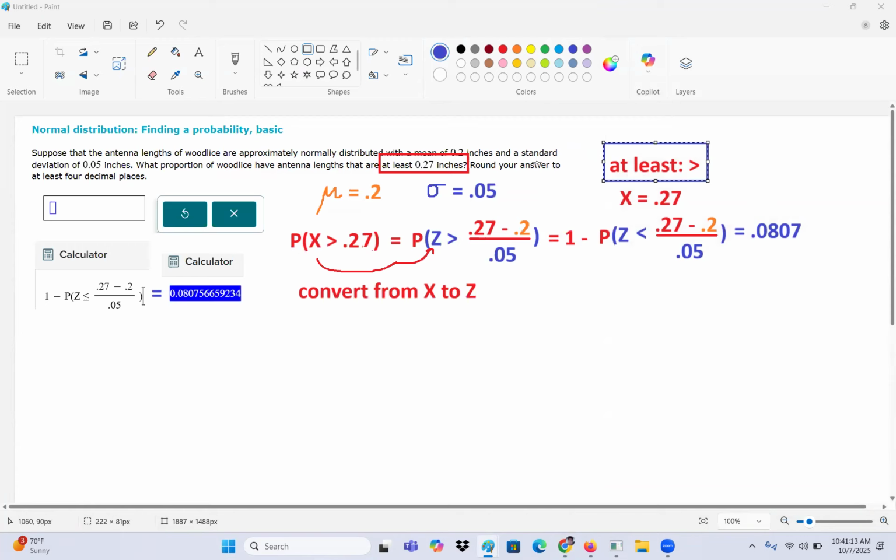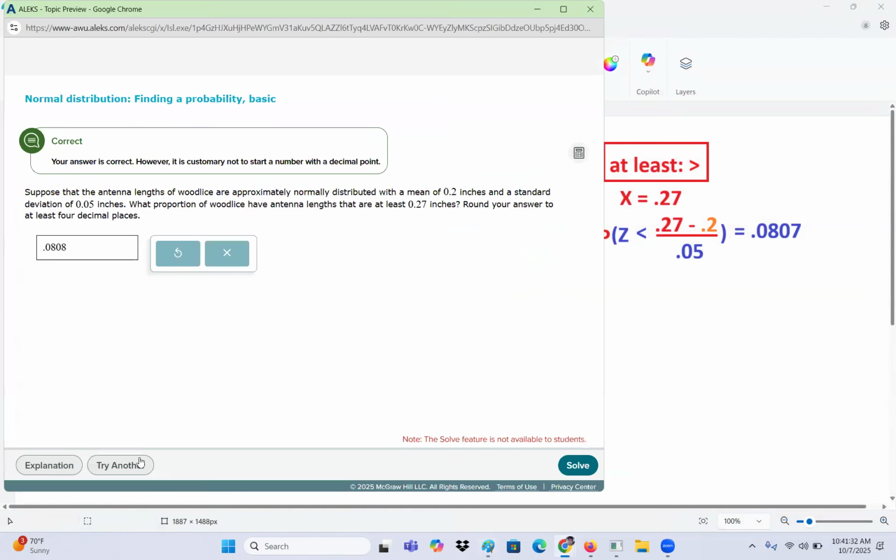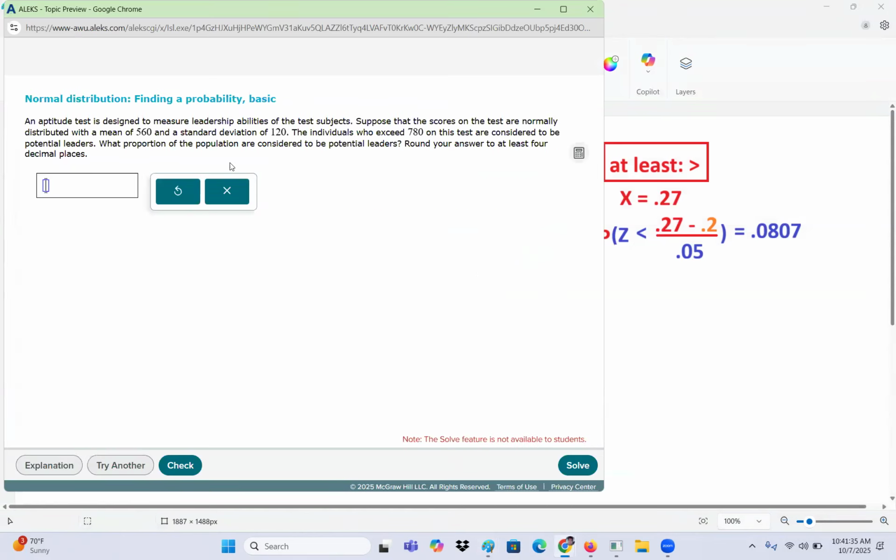So greater than means that we have to take 1 minus that. Make sure you get it right. If you get 0.9193, that is wrong. You have to take 1 minus that. Okay. So let me try another one. Let's see what it is.